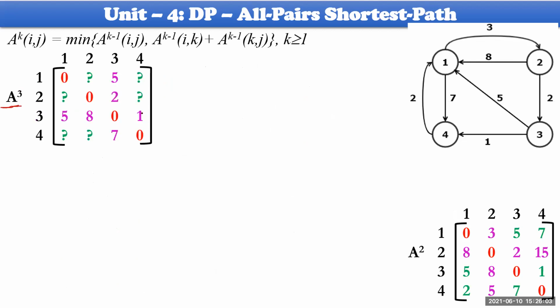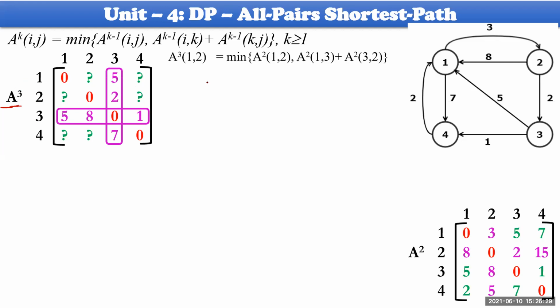What does it mean? In between 2 vertices, let me consider while calculating the distance between one edge, we have to introduce 3 as the intermediate vertex. So the values cannot be changed. Therefore we take them as constant values, and the question marks get identified. Look at this. A power 3 of 1, 2 equals minimum of A power 2 of 1, 2, comma... So we have introduced 3 as intermediate vertex here.